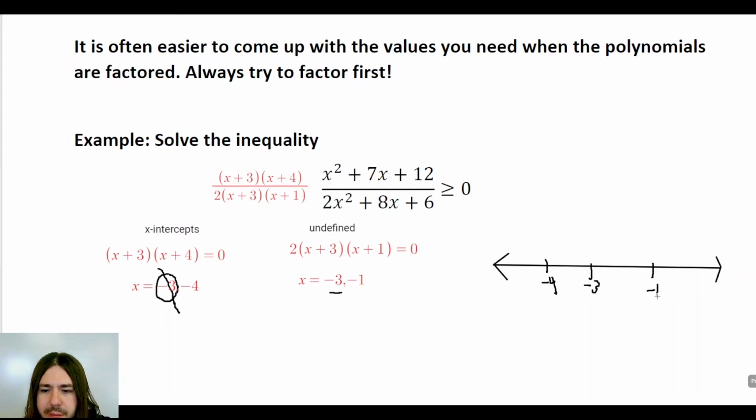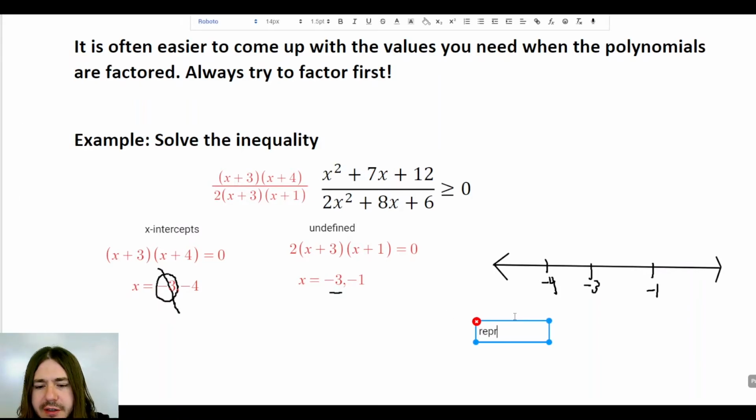So basically, we want to plug in some values to see what's going on with this rational function. Is it going to be positive or negative? It's probably easier to plug it into the factored version of the rational inequality and do some mental math. So let's plug in a number like negative 10. Let's go ahead and lay out what our representatives are going to be.